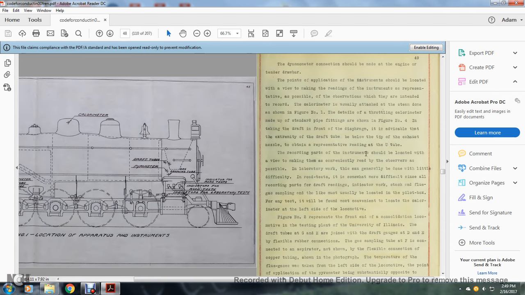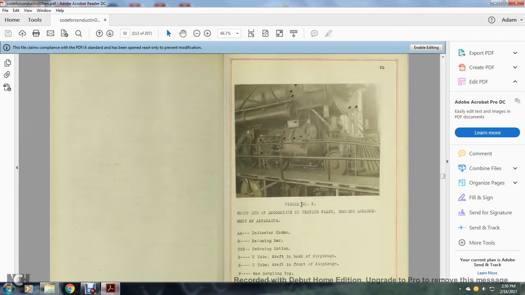The recording parts of the instrument should be located with a view to making the reading convenient for the observer. In the laboratory this is generally done with little difficulty, while in the road test there is somewhat more difficulty, since all the recording parts of the draft readings, indicators, and flue gas sampling must usually be located in the pilot box. For any test, it would be found most conveniently located with the calorimeter at the left side of the locomotive.